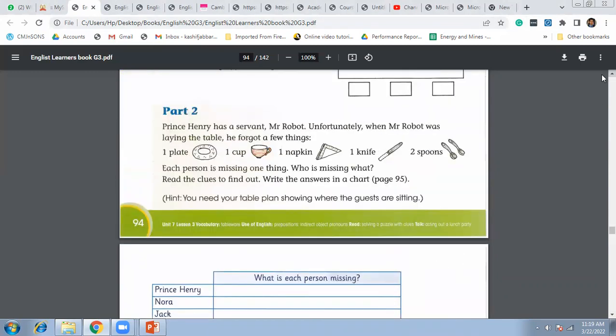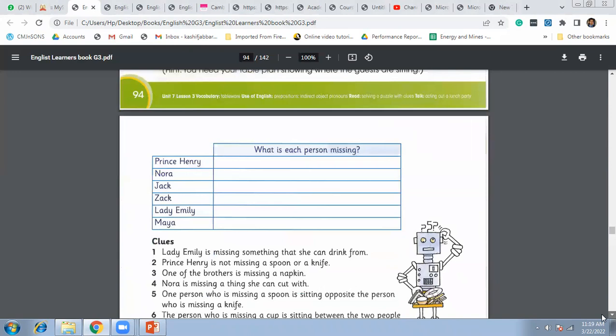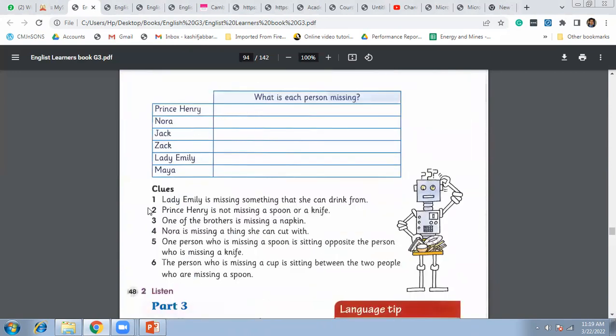We are going to guess now, according to Mr. Robert, who is missing what among these persons, the 5 guests, including Prince Henry. Who is missing what on his table? So let's see. I'm going to write the answer here. Prince Henry is missing the plate, but let's do it according to the clues down there.